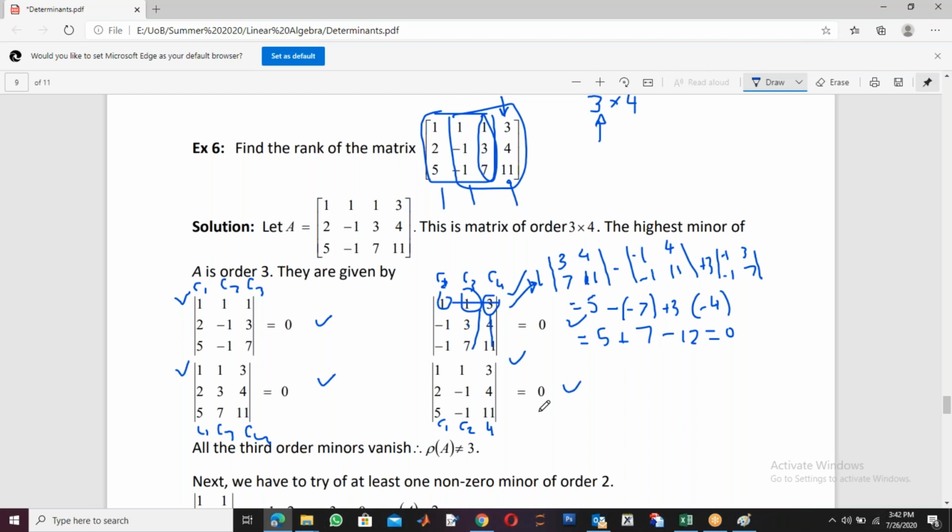So all 3 by 3 minors, or you can say minors of order 3, are all 0. So it means now rank cannot be 3. There are 3 rows, right? It's a 3 by 4 matrix. So your rank has to be less than or equal to 3. So your rank can be either 0, or 1, or 2, or 3. All 3 by 3 minors are gone. So rank cannot be 3. So it has to be 2 by 2.